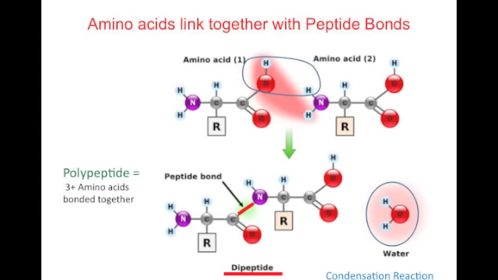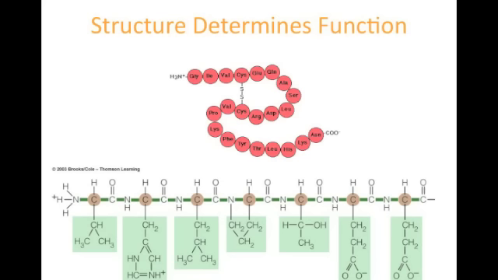A polypeptide, which is a term you should probably write in the margin of your notes, is when 3 or more amino acids are bonded together. Okay, again, poly meaning many, peptide being the bond. Okay, that is a long chain of amino acids. The sequence of amino acids determines the structure of the polypeptide, and eventually the protein itself.